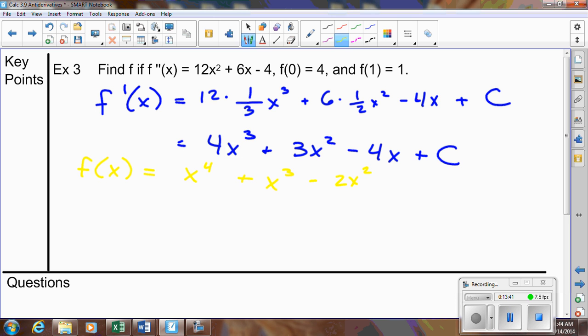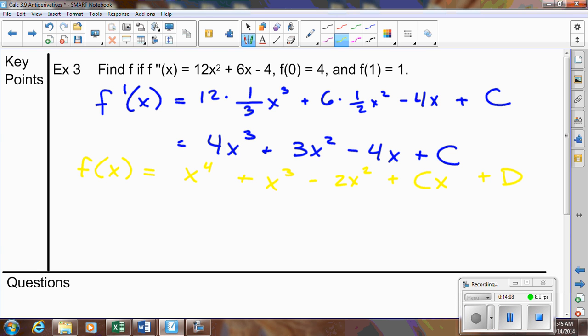Minus 2x squared. Plus, what's the antiderivative of a constant? Constant times x. Plus another constant. And so this piece we have written out in yellow is the general antiderivative.